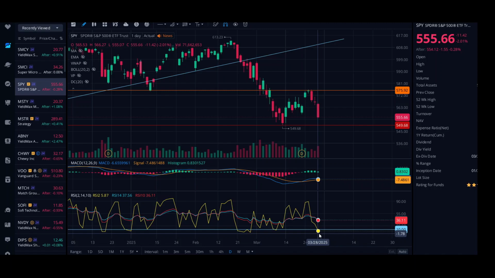So for me, if I was looking to buy SPY, I like to buy it when it drops below that 10. For me, it's just a good buy time. Now, I don't buy SPY. I'll buy VOO, which mimics SPY.